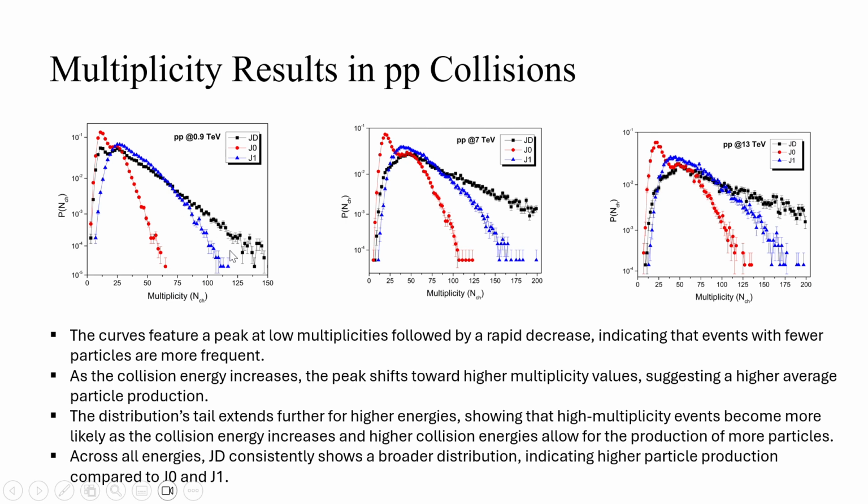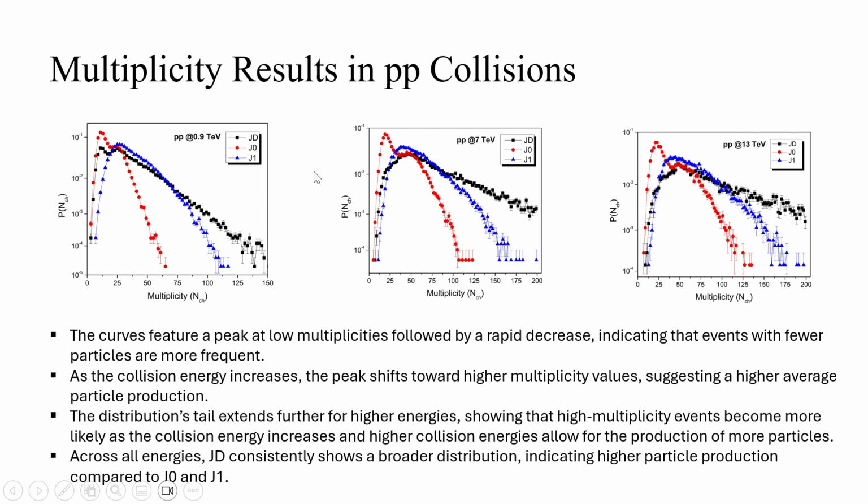J1 shows the intermediate behavior. As you can see, when your jet is set as 1, it shows intermediate behavior. This is less broad than this black curve, and this is the same in the case of 7 TeV energy, and this scenario is the same for 13 tera electron volts. Means JD is greater than J1, which is greater than J0, and J0 shows a very low distribution. So that's basically the jet dependence.